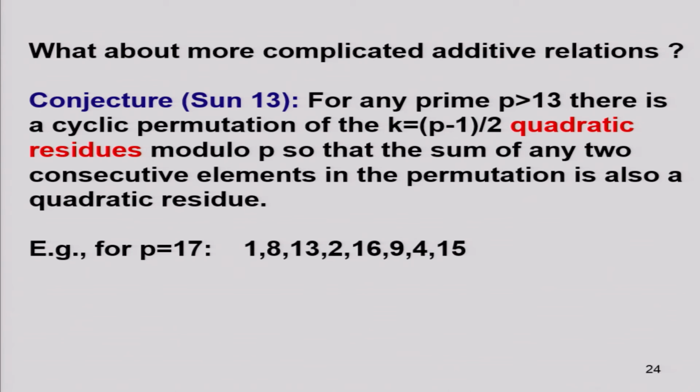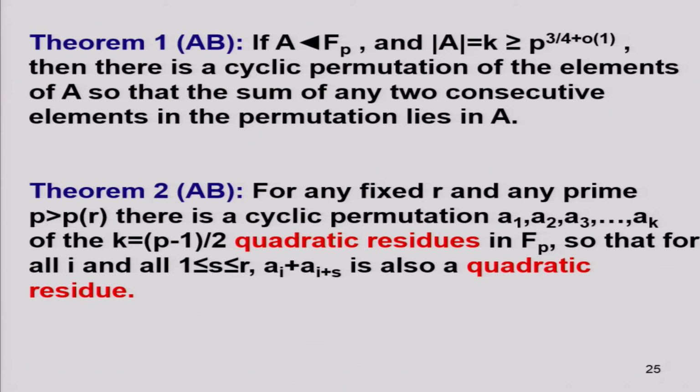P is 17. The quadratic residues are 8 residues. They are 1, 8, 13, 2, 16, 9, 4, and 15. And you can check, here I ordered them. You should think about this as ordered along a cycle. And indeed, the sum of every two consecutive, let's say 8 and 13, is 21, which modulo 17 is 4. So it's again one of the quadratic residues. And the same for every pair of consecutive ones, including the 15 and 1, because this is along a cycle. Okay, and you want to know that this is true for every p bigger than 13, and indeed that's the case.